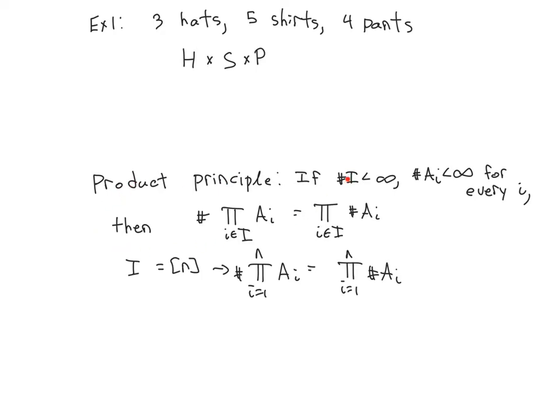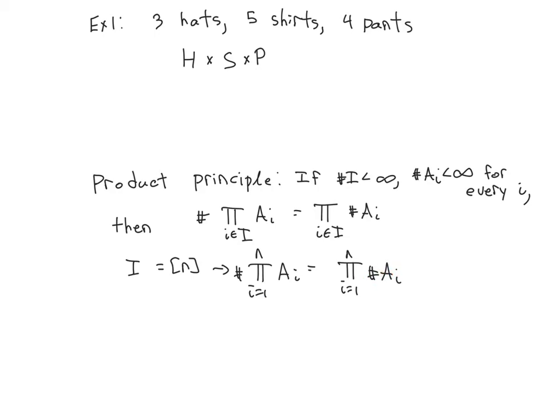Well, we have the product principle. If your index set is finite and each of the individual sets is finite, then the number of elements in this Cartesian product is just the product of the number of elements in each coordinate. And if that's a little too abstract, well then if I is just the integers 1 through n, then the number of elements in this n-fold Cartesian product is just the product of the elements.